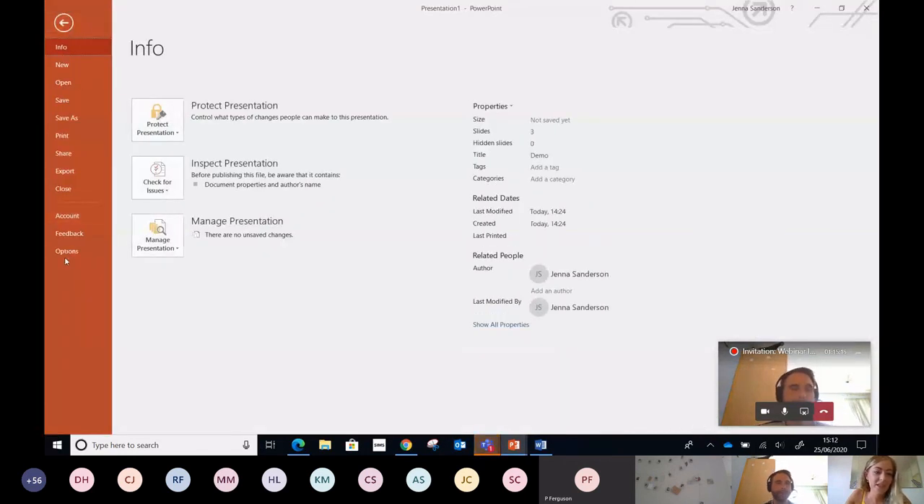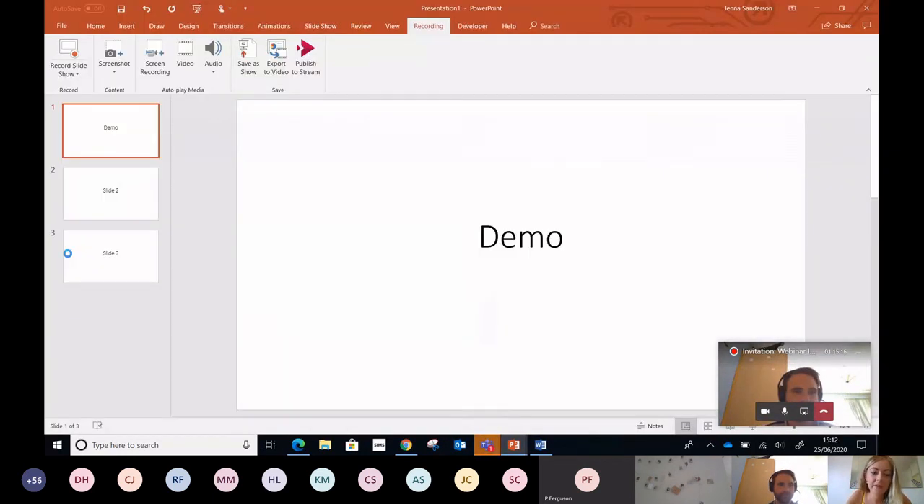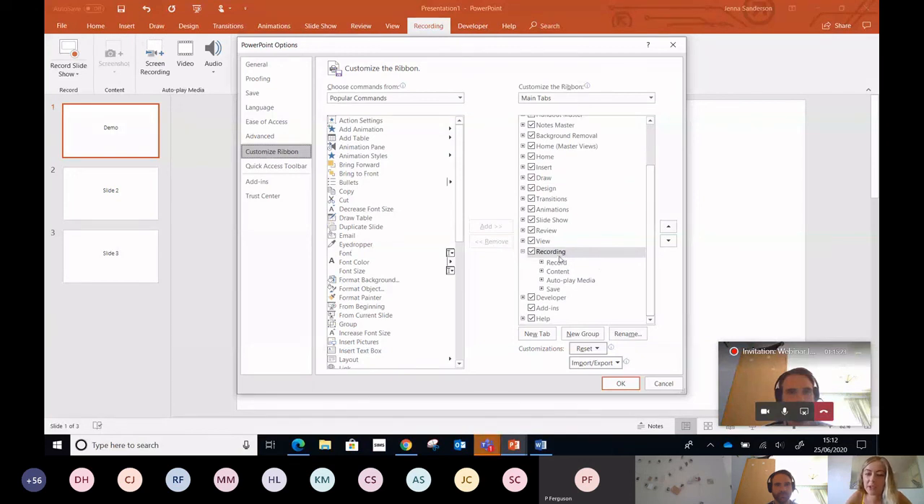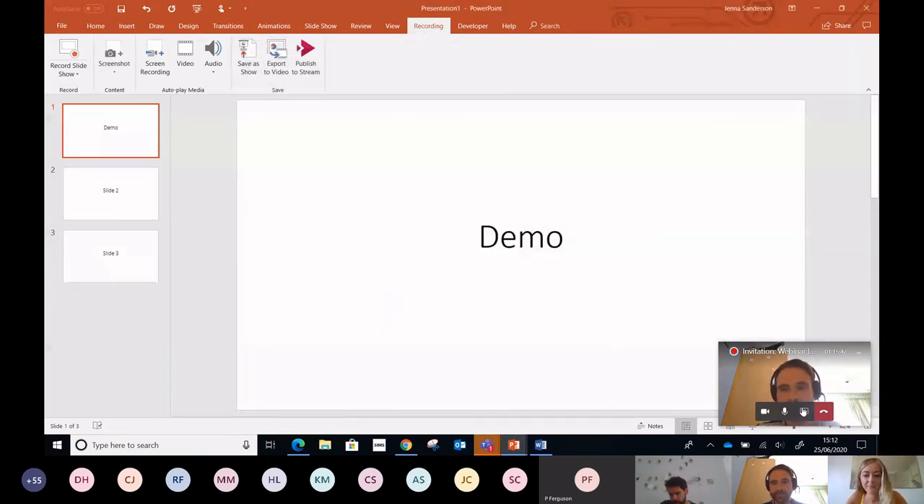So you go to Options, and then you want to customize the ribbon, and you want to make sure that you've got the recording tab checked on there. Now that is normally turned off by default, so it is quite a nice one to turn on, and it is surprising just how many people are not aware that there is that option within PowerPoint, and it's a very easy, simple recording tool to use.